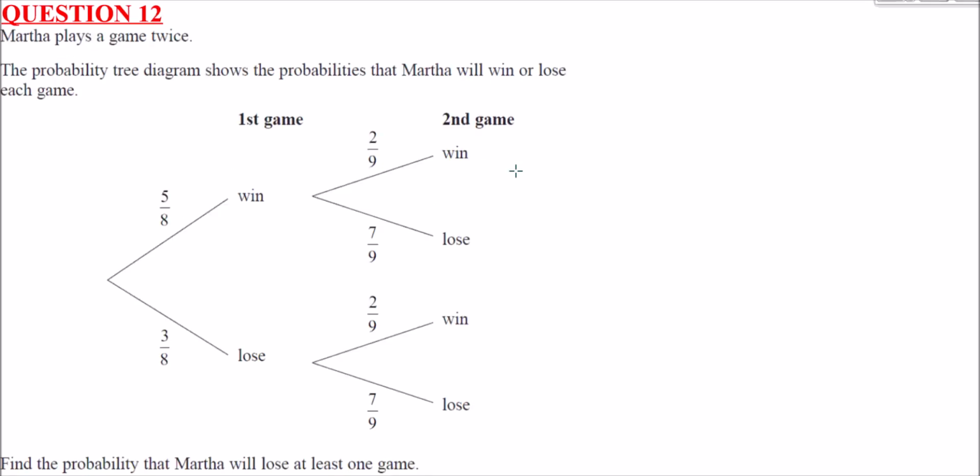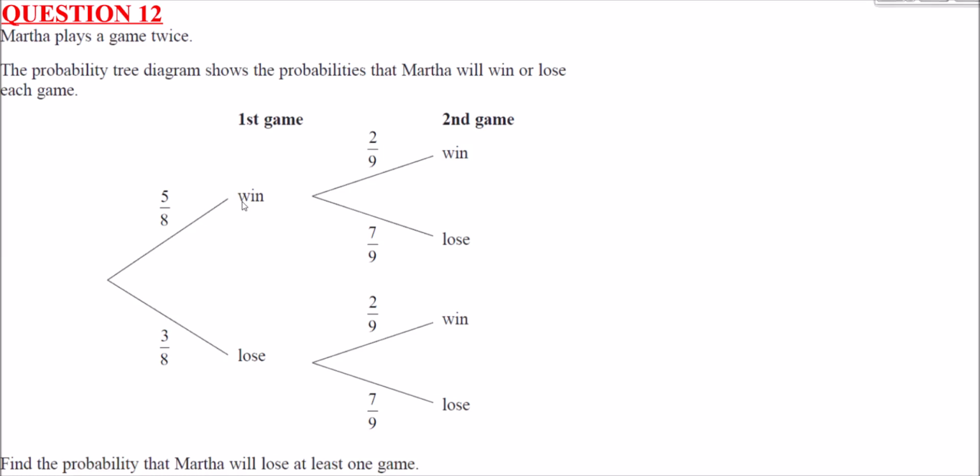Question 12, Martha plays a game twice. So we have a tree diagram here, and the probability tree diagram shows the probabilities that Martha will win or lose each game. We need to find the probability that Martha will lose at least one game. So how many ways can this be done if she loses at least one game? There's actually 3 ways that could happen.